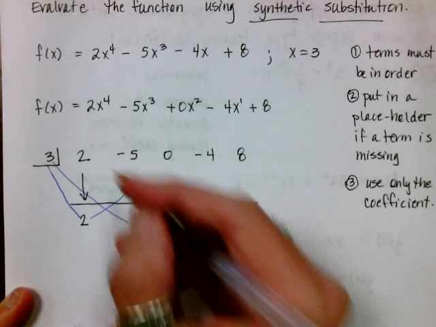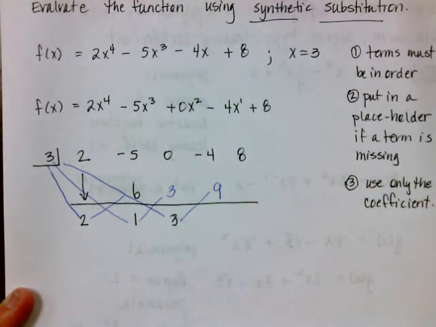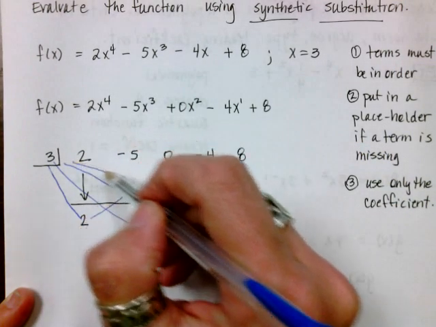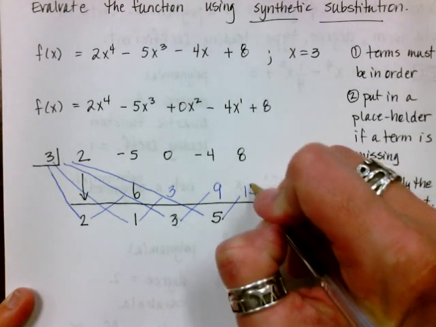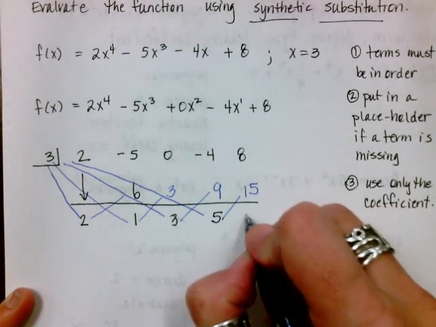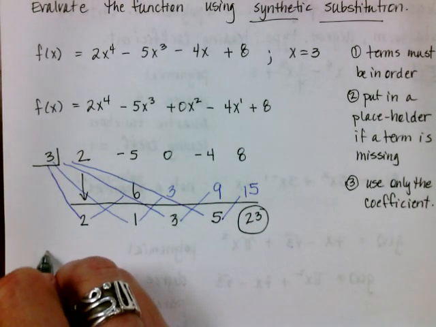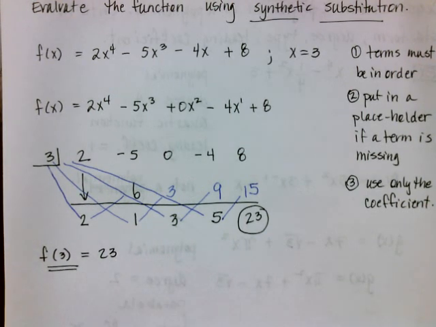Okay? Then I'm going to multiply the 3 times the 3, and I'm going to write it down there, and I get a 9. 9 minus 4 is 5. And then I'm going to multiply the 3 times the 5, and I'm going to write it down right here, 15. 15 plus 8 is 23, and that is your answer. Yes, I know this is a lot of work to evaluate a function, but this is going to have a purpose later. So I would say f of 3 is equal to 23, and then I'm done.